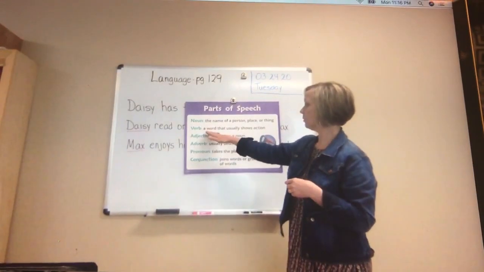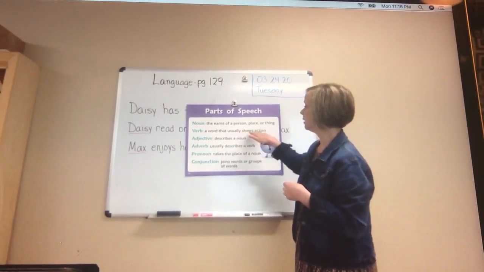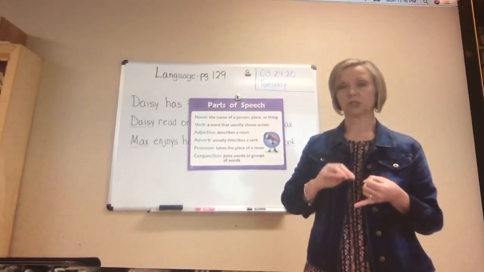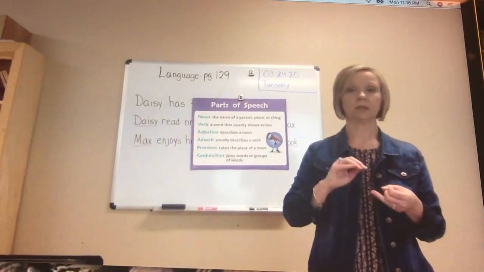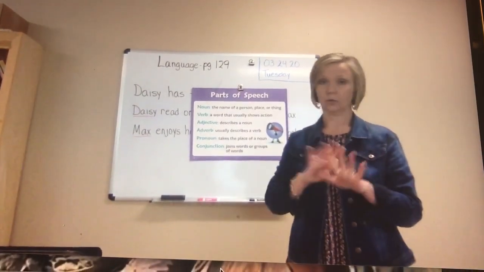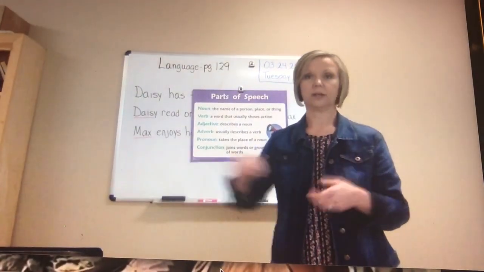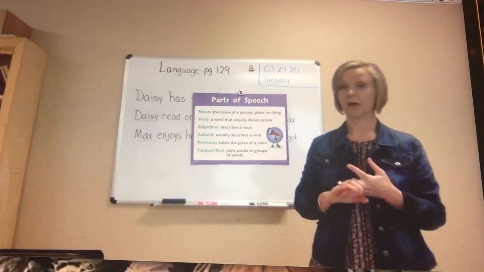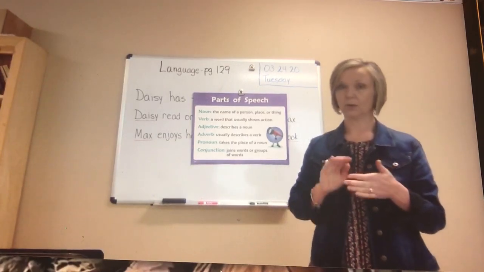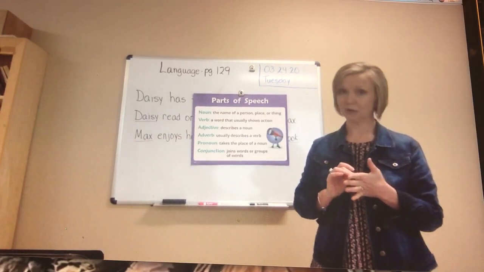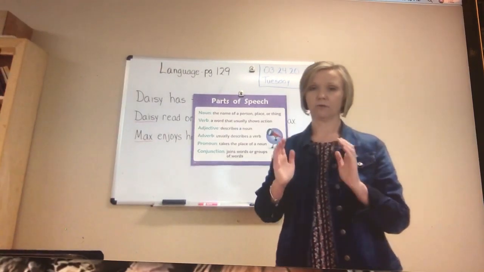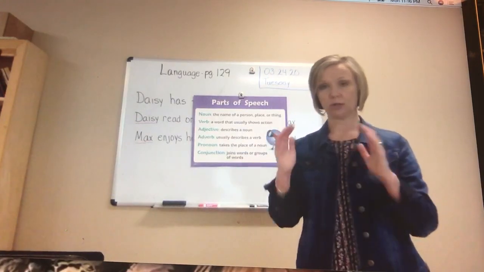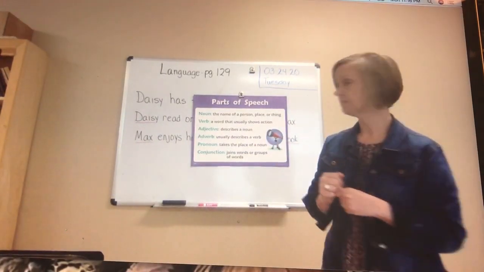Next, we have verb, a word that usually shows action. Running, talking, chewing, whatever you can do, then it is a verb. It shows action. Now, we have our helping verbs: am, is, are, was, were, have, had, and has. They do not show action, but they are part of the verb phrase. Was cutting, is singing. So make sure you're careful with your verb phrases there.